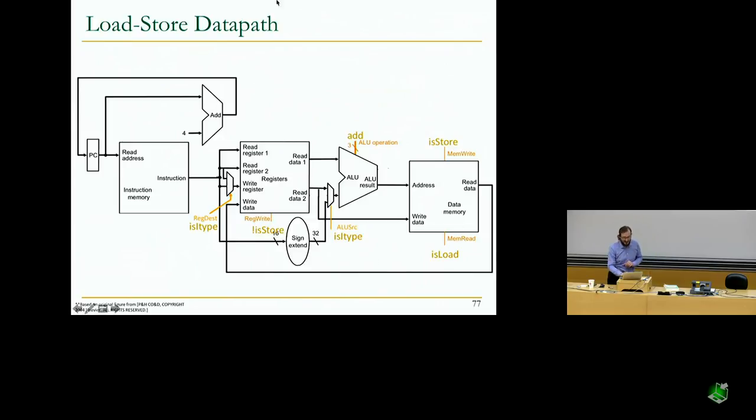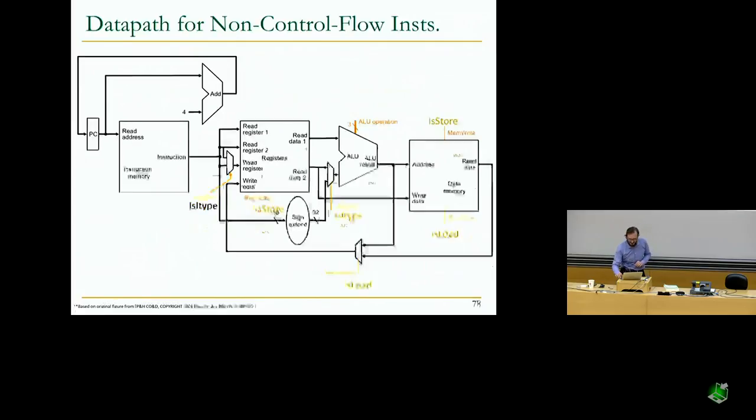So this is the load store data path, and you can see that this is not is store. If it's not a store, the reg write is enabled. Now that's true for loads, that's true for R-type instructions, but that's not always true, right? For a jump instruction, you should not write to a register, for example. So that control logic will get more complicated as we add more instructions to be executed on the data path. Okay, and this is the data path for non-control flow instructions, essentially.